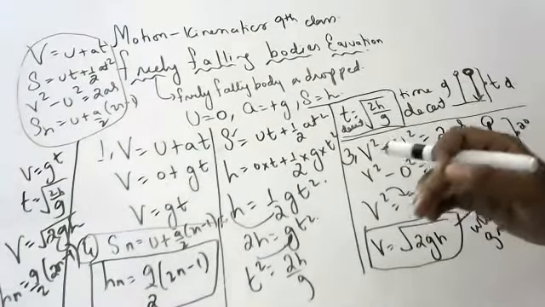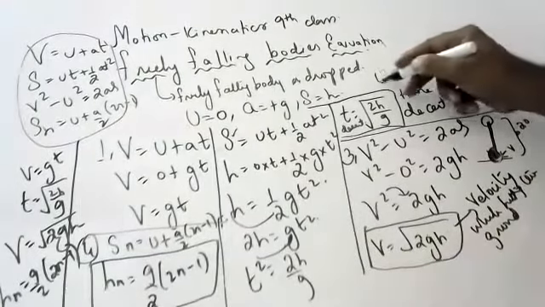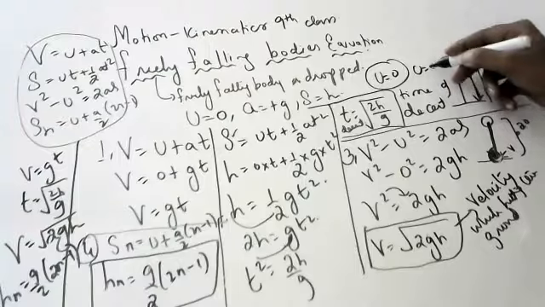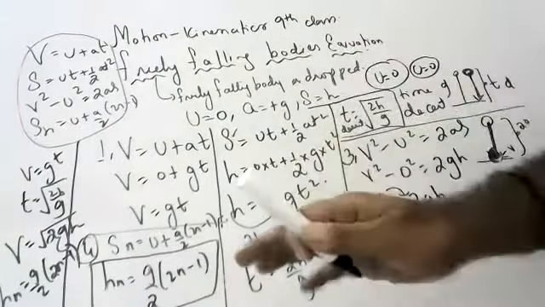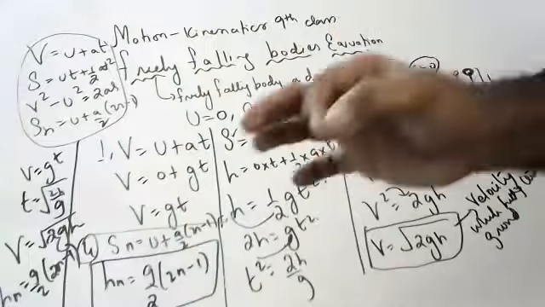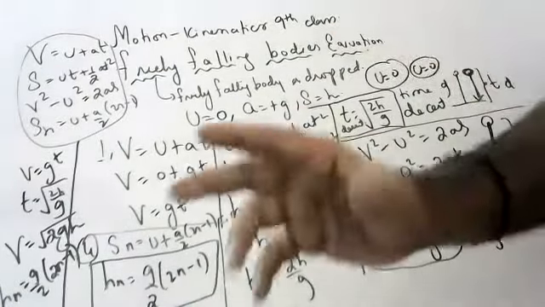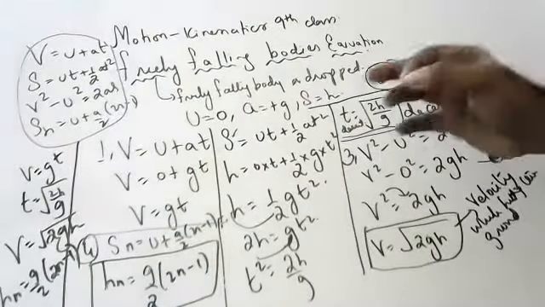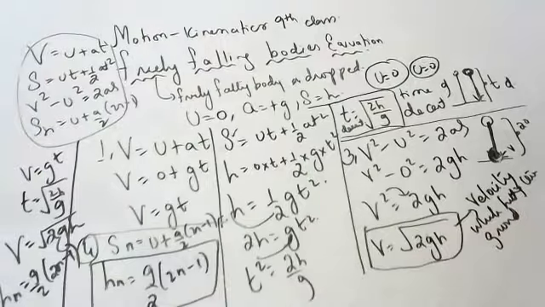This is only for freely falling bodies. What is a freely falling body? If anyone asks, you have to say initial velocity is zero. It means it is just dropped. You are not throwing it. Throwing is different from dropping. Dropping means you just drop. Throwing means you impart a velocity, but dropping means we do not give any initial velocity. So u is equal to zero for a freely falling body. These are the equations of motion for a freely falling body, children.